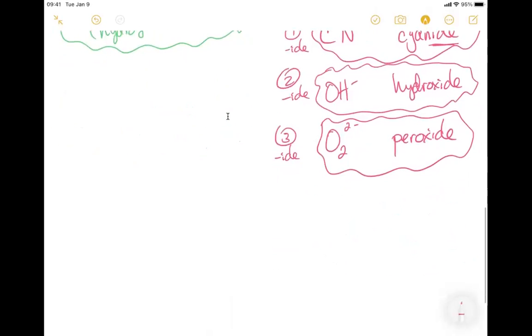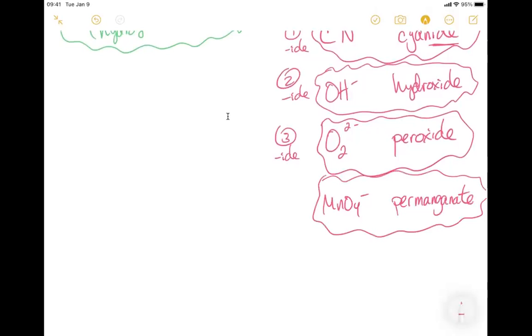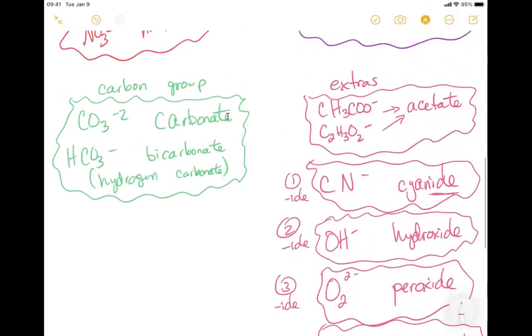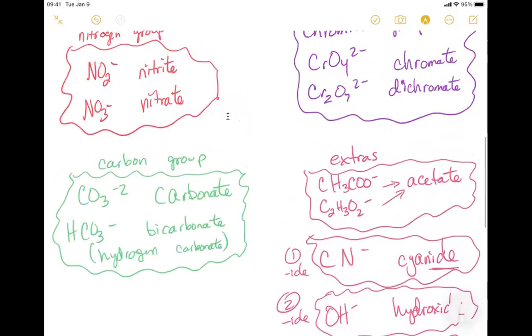And I think there's one more. Make sure. Yep. Last one is MnO4 minus 1, and this is called permanganate. Again, not related to anything else in the list. So they're just kind of the extras, as I call them.